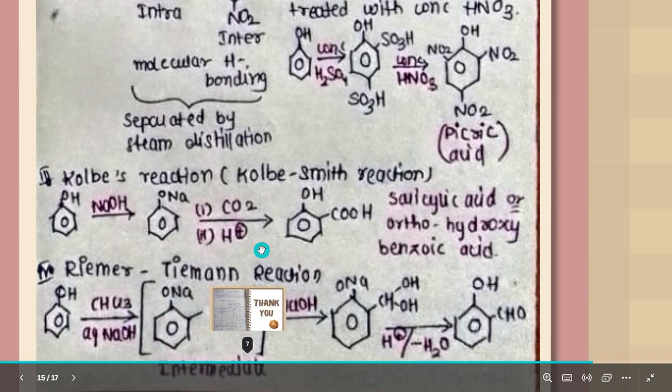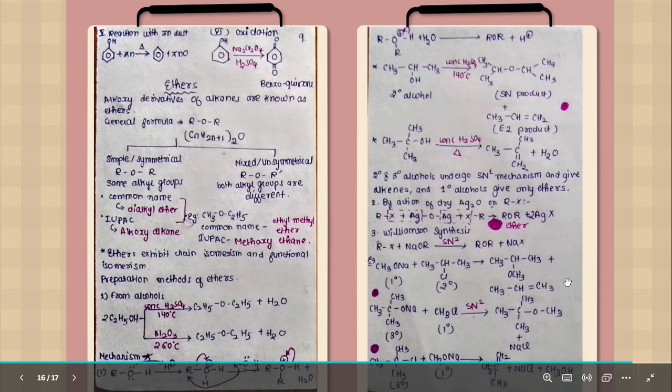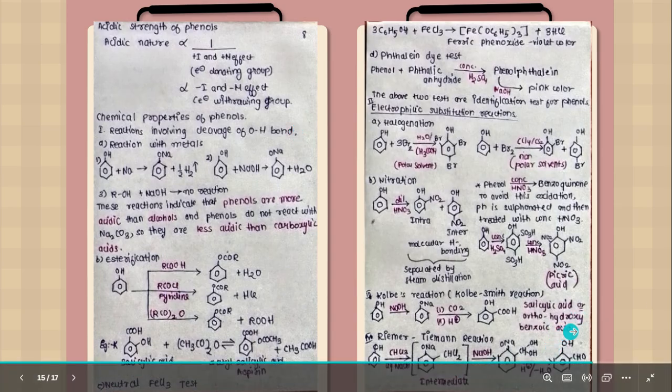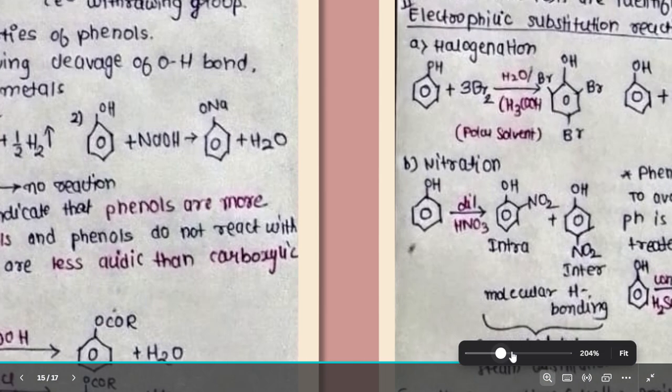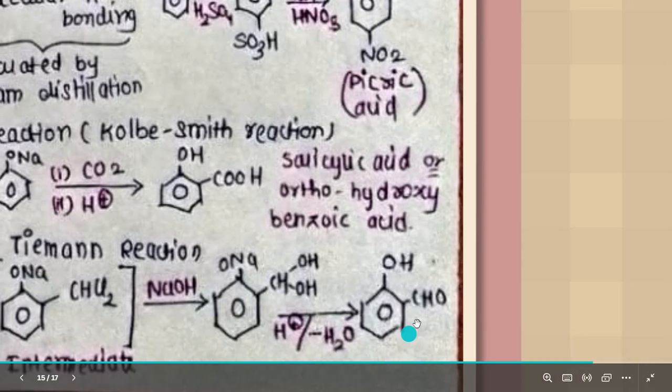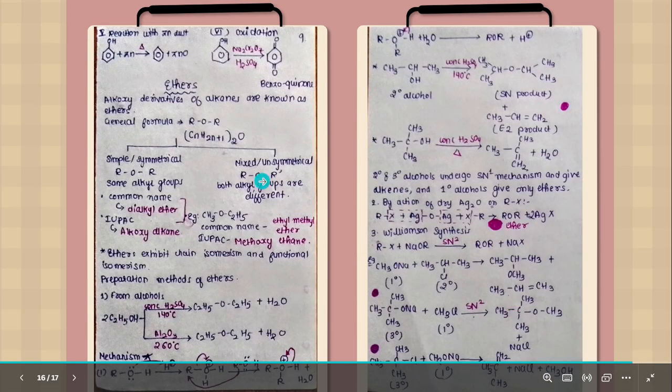Now coming to the Reimer-Tiemann reaction, phenol on reaction with CHCl3 in the presence of aqueous NaOH will give me an intermediate, which is a benzene ring with ONa and CHCl2. Again on reaction with NaOH, it will give me a benzene ring with ONa and CH with OH groups. Here we do acidification and removal of H2O. So we will get salicylaldehyde, a phenol with a CHO group at the ortho position. So this is salicylaldehyde.